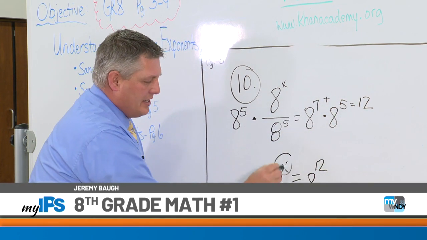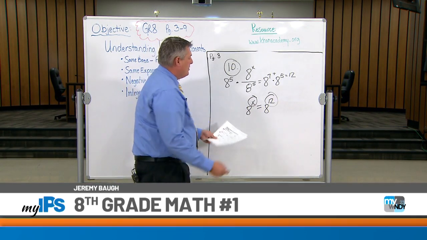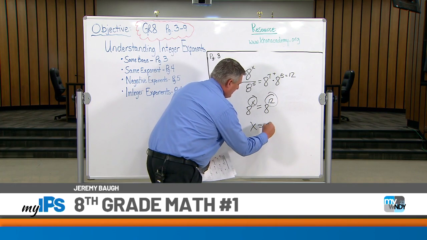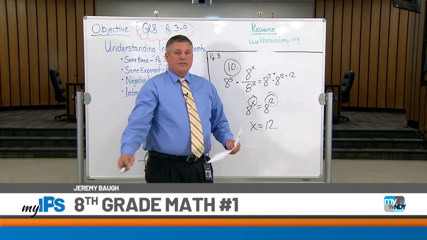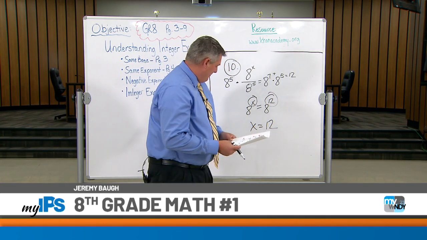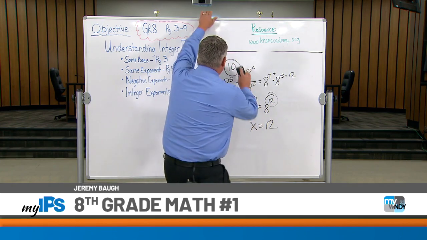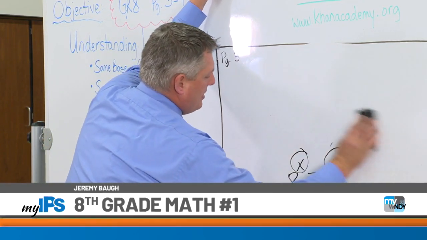So what does that mean x is? They're equal, right? Both sides have to be equal. So x in this case is equal to 12. Okay? Pretty simple. You've got 2 more that you can try on your own with number 11 and 12. All right, I'm going to take you through the next page. So go ahead and flip the page.